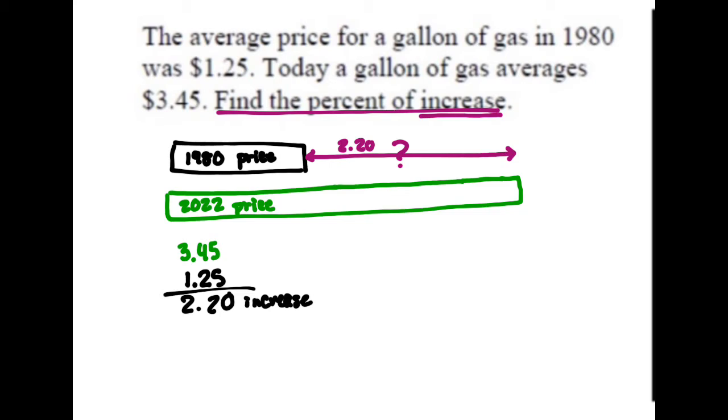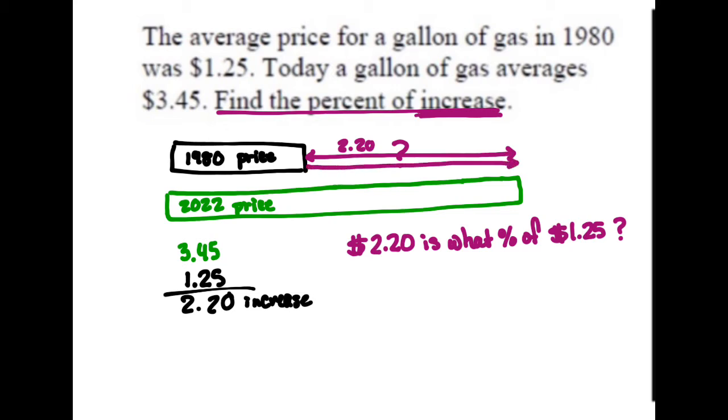Okay, so now let me write the new sentence. $2.20 is what percent of $1.25? Because you want to figure out the percent of increase. So it's increased from 1980 to get to today. We don't know what the price was yet once we get to today, but if we figure out what the percent increase was from 1980, it increased to get to 2022.